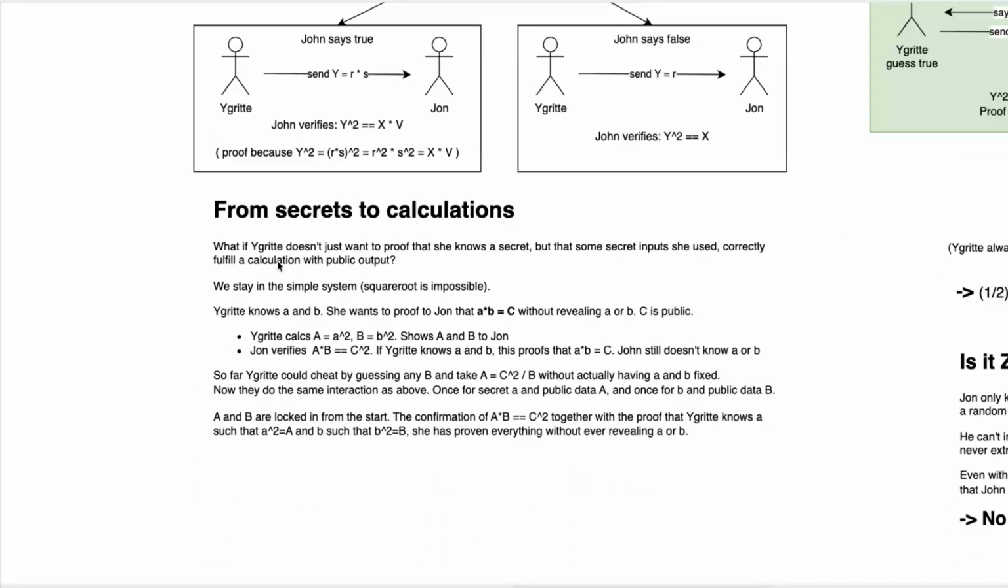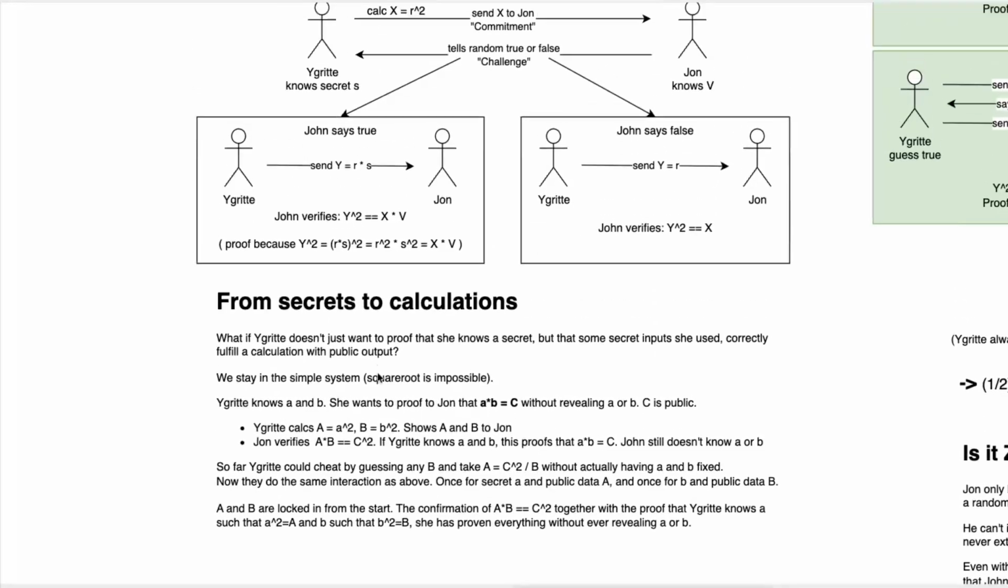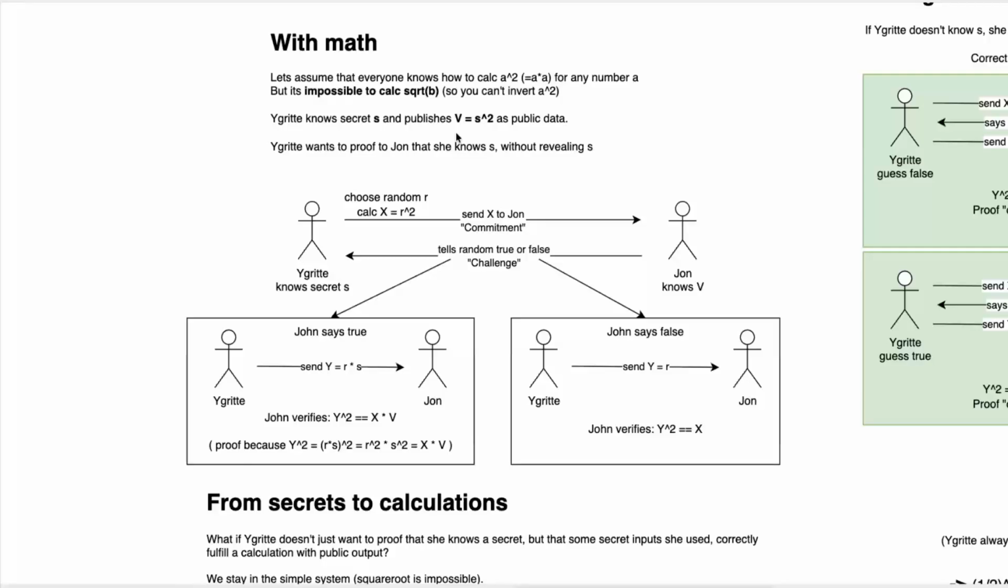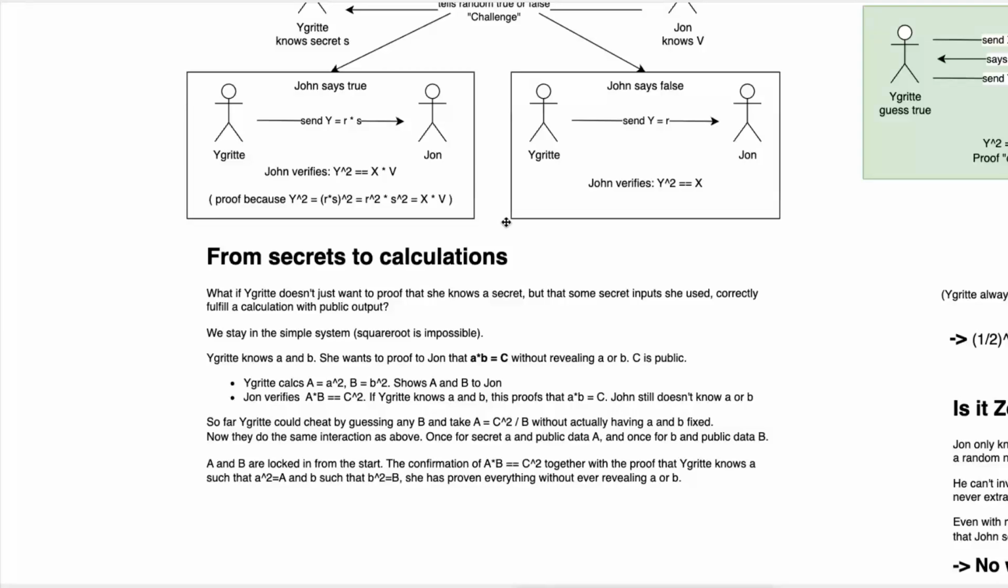What if Egrid doesn't just want to prove that she knows a secret, but that some secret input that she used correctly fulfills a calculation with a public output? That's again an important thing. As I said before, you always have some public data that you prove against, so to speak. So your target to prove. Because there needs to be some public information that verifies your proof.